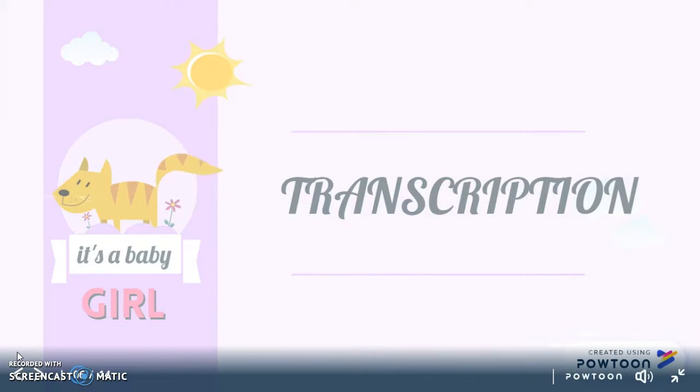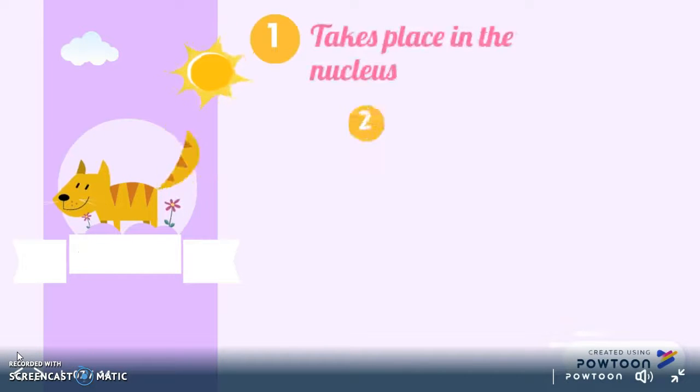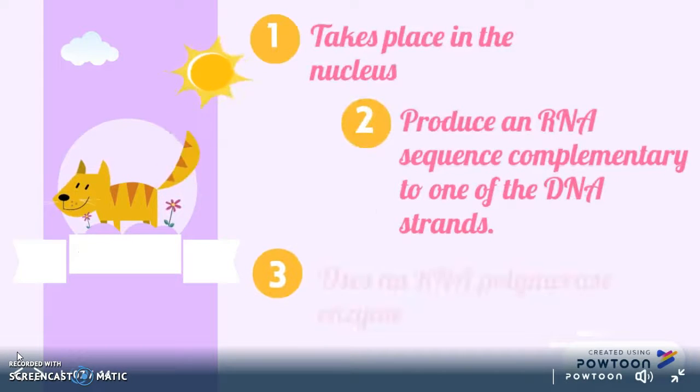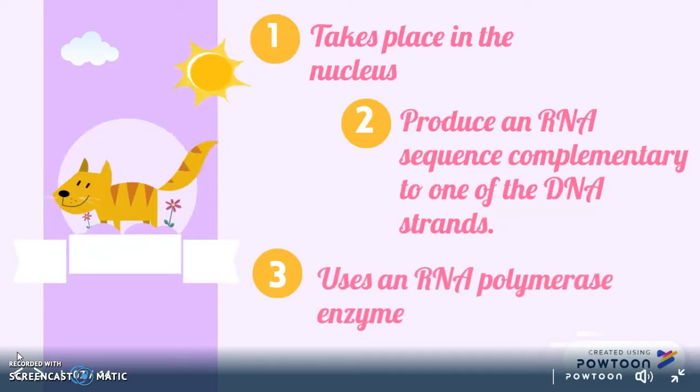Transcription. Transcription takes place in the nucleus. It produces an RNA sequence complementary to one of the DNA strands. It uses an RNA polymerase enzyme which binds to a region of the DNA.